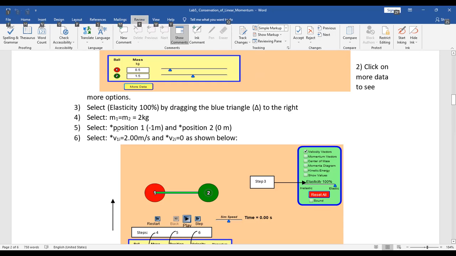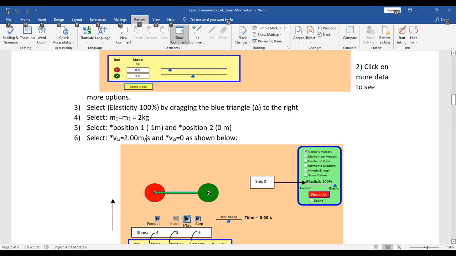Step 5 is position. The position of ball 1 is negative 1 meter, and the position of ball 2 is 0 meters. If you cannot see that position data, you have to click the option, more data. Then the position of particle 1 is negative 1, and the position of particle 2 is 0.